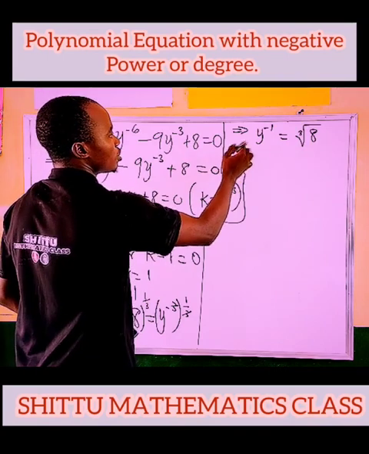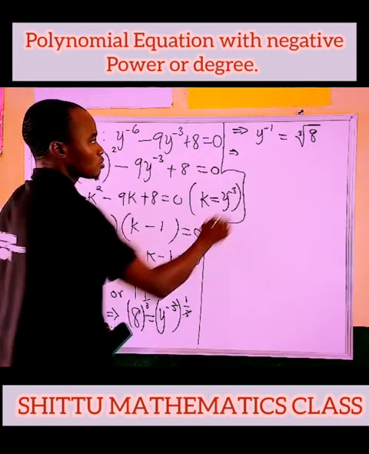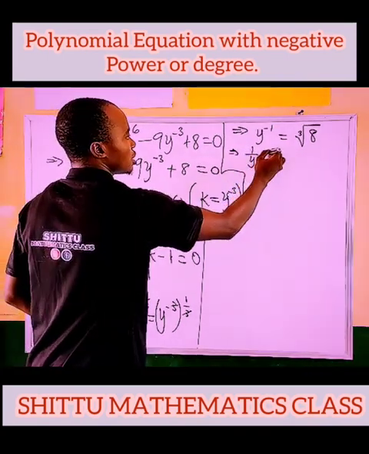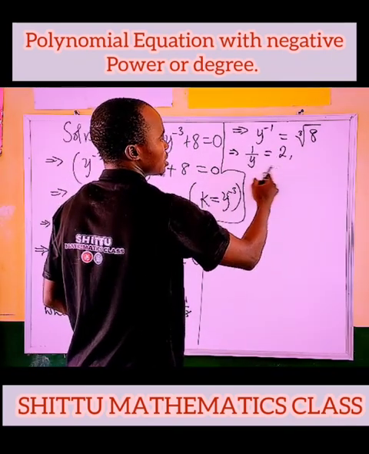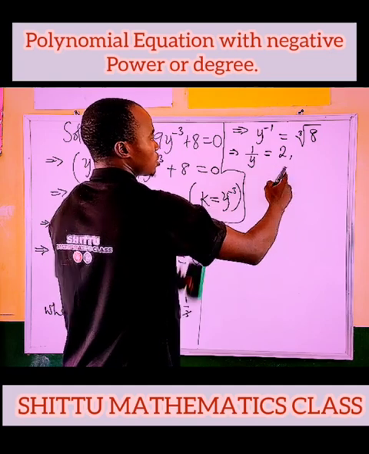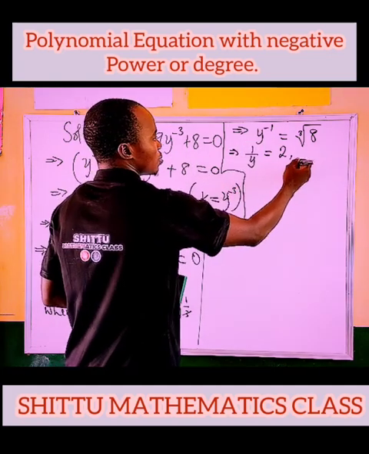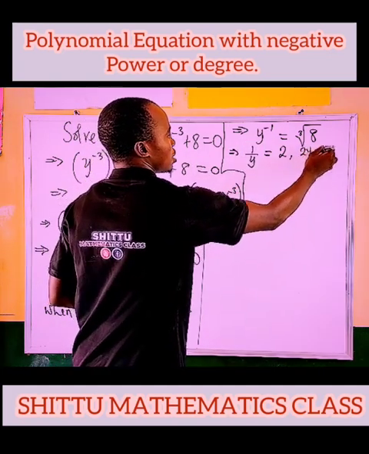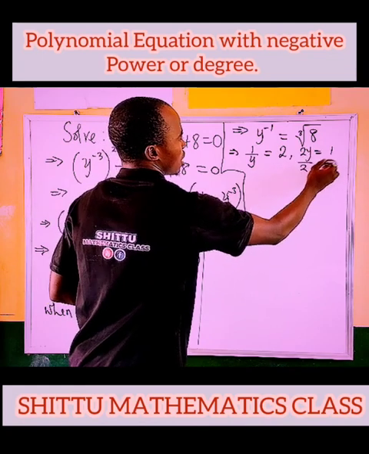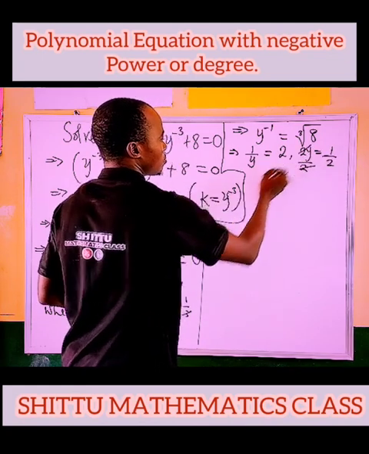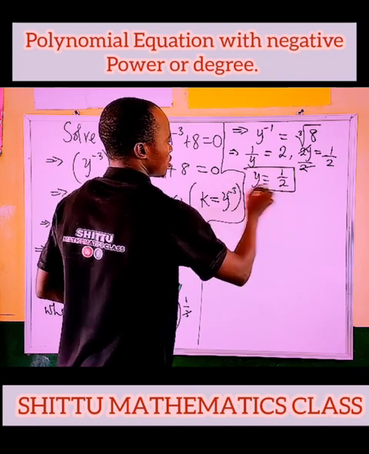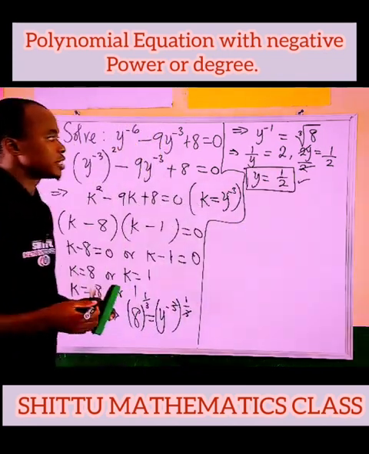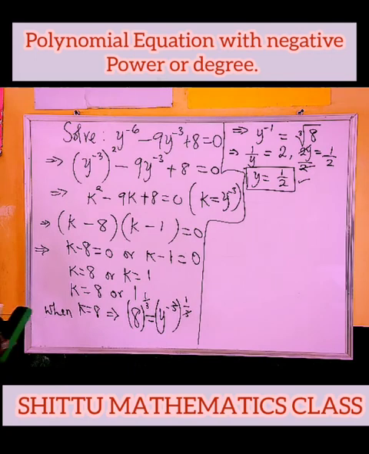So we have y to the power minus 1, which is 1 over y, equals the cube root of 8, which is 2. So if you cross multiply, or take the reciprocal of both sides, we are going to have 2y equals 1, then divide both sides by 2. So y equals 1 over 2. That is the first solution here. Is that understood? So we have y equals 1 over 2.